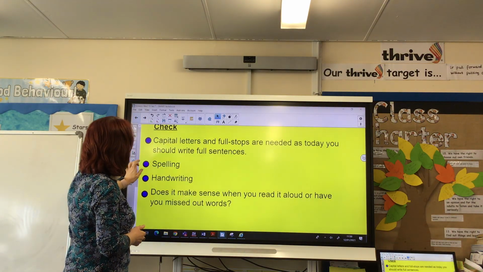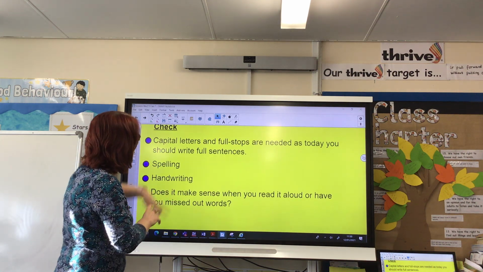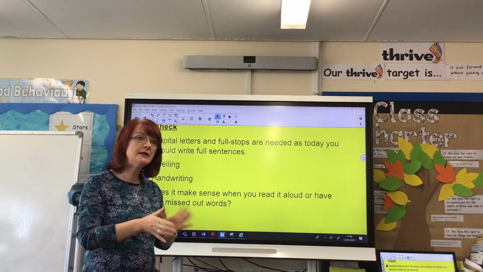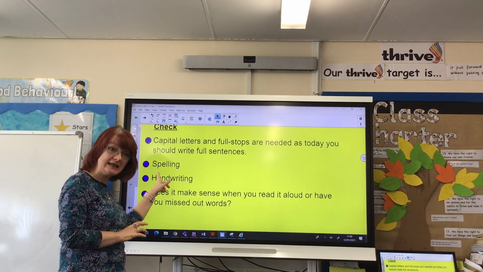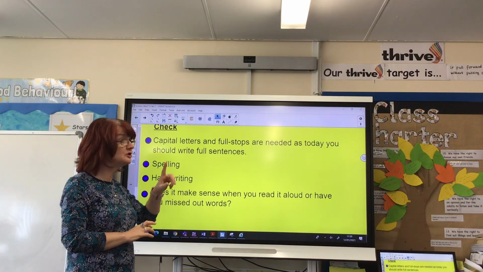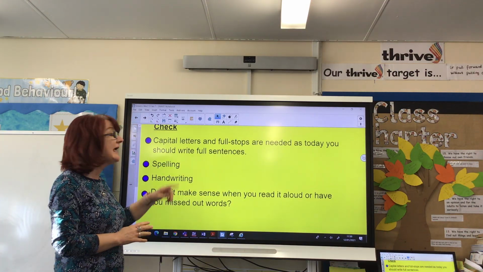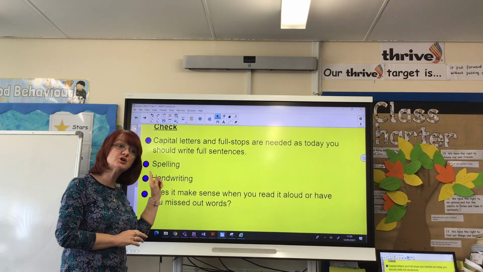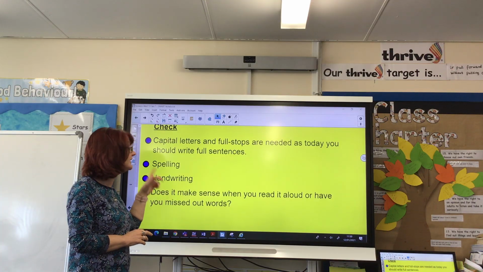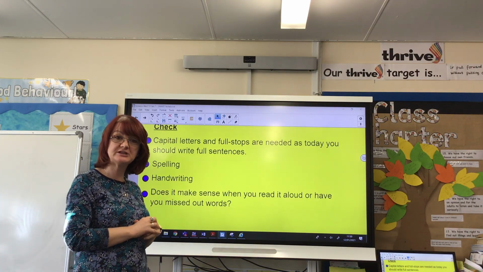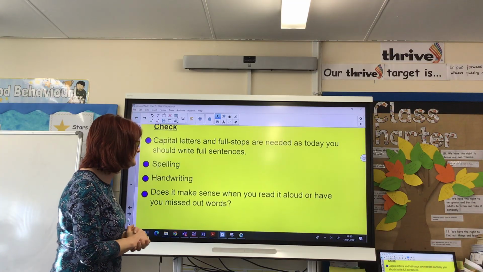Let's have a quick checklist just to make sure that the quality of the writing is pretty good this morning. Capital letters and full stops are needed today as you are writing full sentences. Spelling is important, so you can use an online spelling tool if you wanted to, if you haven't got your own dictionary at home. If you are handwriting it, make sure it's beautifully handwritten, please, just like I would expect in school. I know some children are typing it up and then putting it back on Teams for me. That's fine as well. Check it makes sense when you read it out loud.